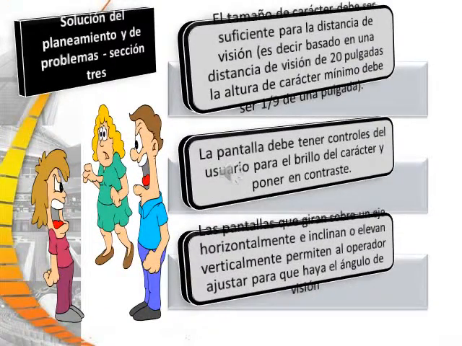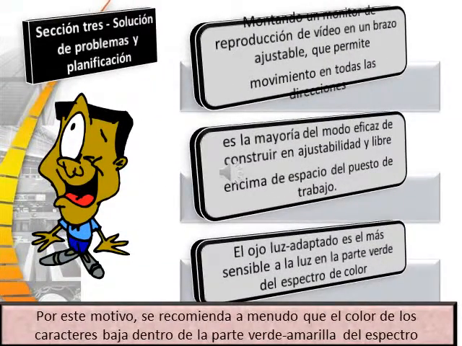Screens which swivel horizontally and tilt or elevate vertically enable the operator to adjust for viewing angle. Mounting a video display monitor on an adjustable arm which allows movement in all directions is the most efficient way to build in adjustability and free up workstation space.